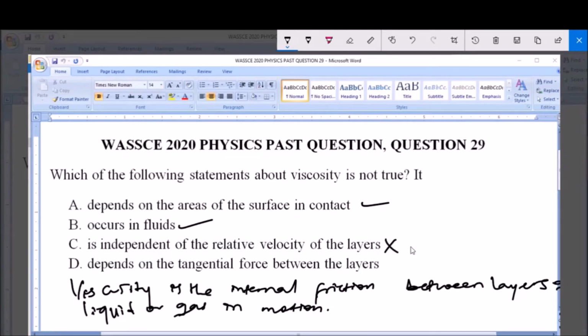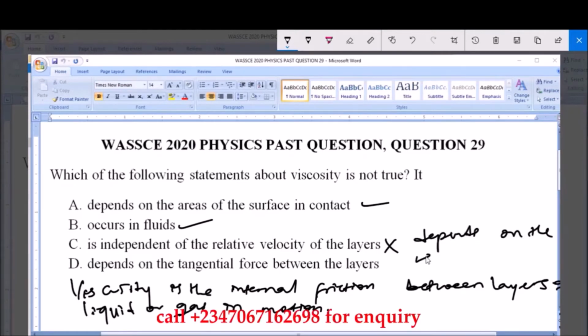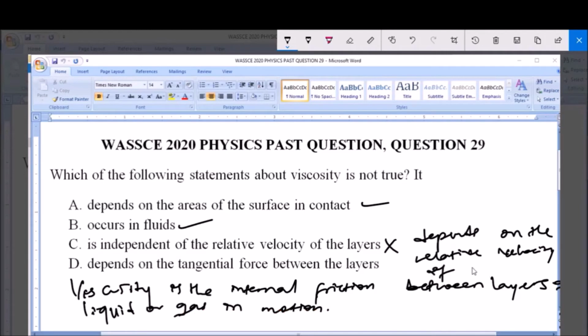Now this is wrong. Viscosity actually depends on the relative velocity between the layers in contact, that is the layers of these fluids in contact, is actually important in terms of viscosity, because their relative velocity actually affects viscosity. So viscosity depends on the relative velocity of layers. Now let me explain this.